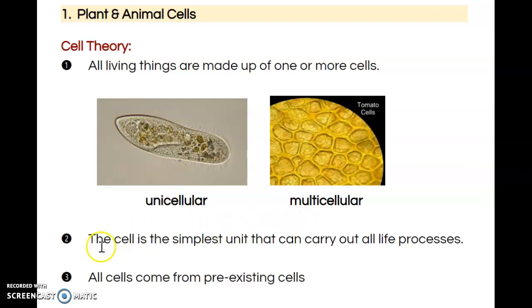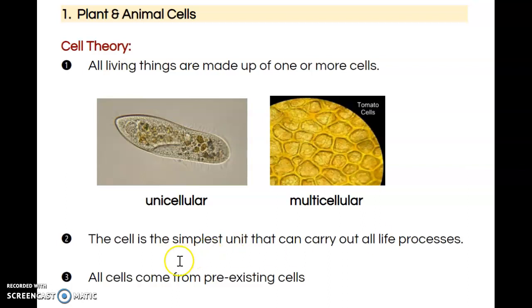Okay. The second is the cell is the simplest unit that can carry out all life processes. So the cell is the smallest unit that can carry out life processes. It can generate energy for itself. It can take in things. It produces waste. It's the simplest unit that can carry out all of life processes. And it can reproduce.